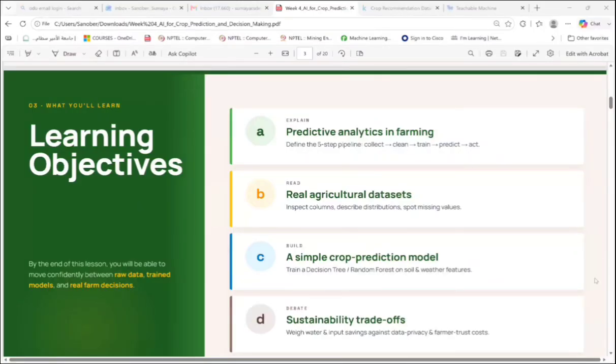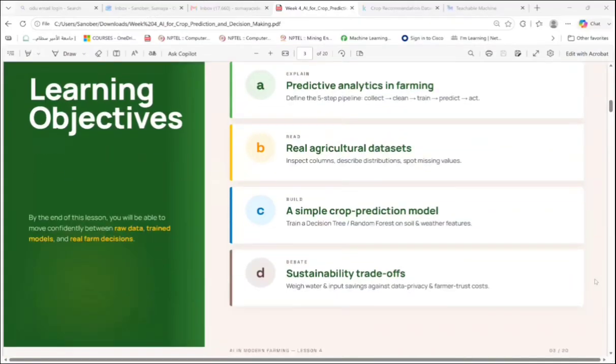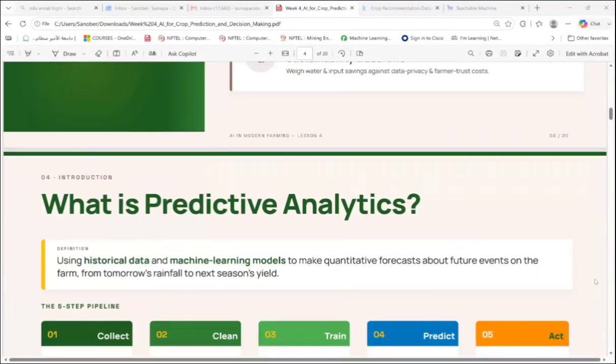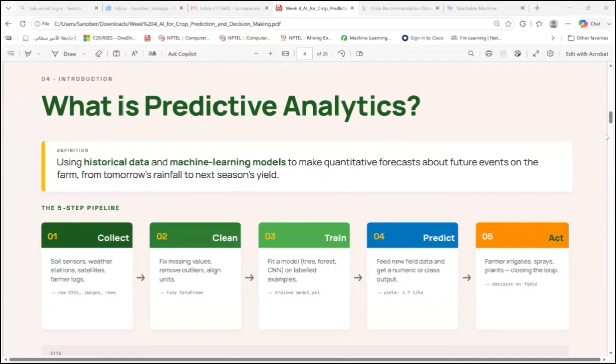Now, let's begin with the central concept of predictive analysis. Can anybody tell me what predictive analysis is, or do you have any idea? Predictive analysis is a data analysis technique which uses past and present data to forecast future agricultural outcomes, such as crop yields, pest attacks, disease outbreaks, and irrigation needs.